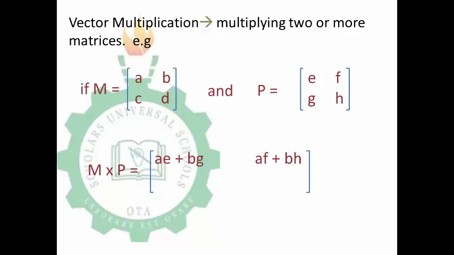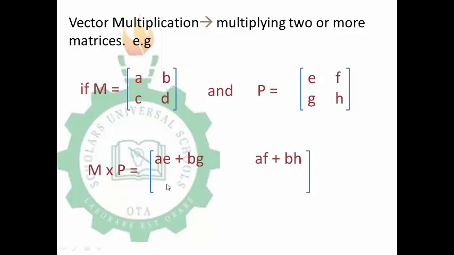Can you see that? Then the first row will also go and multiply the second column of matrix P, which is the second matrix. So that's why we say A multiplied by E, B multiplied by G. A multiplied by F, B multiplied by H.